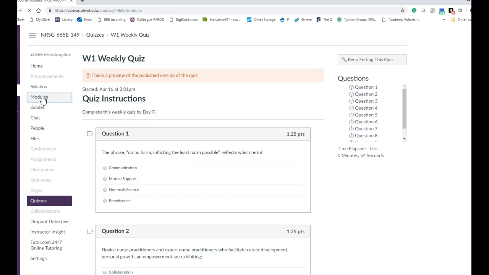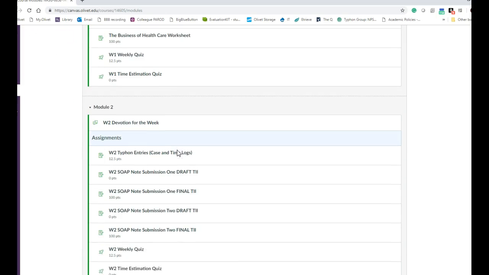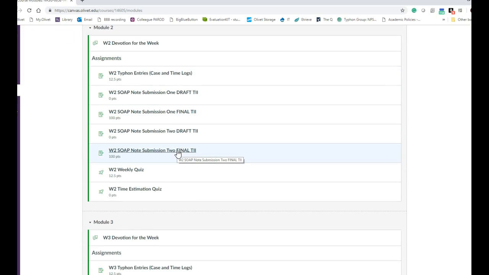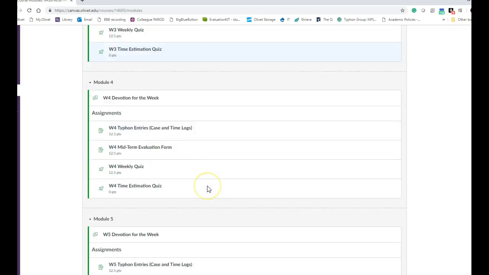Okay, and I'm going to have to look at that because there's only supposed to be 5 questions per quiz per week. I made 10 questions so that we could have a larger bank, so I may have to go in and change that. So week 2, we've got the Typhon entries, the SOAP notes, their weekly quiz, and then the time estimation. Week 3, SOAP notes, the weekly quiz, and the time estimation.